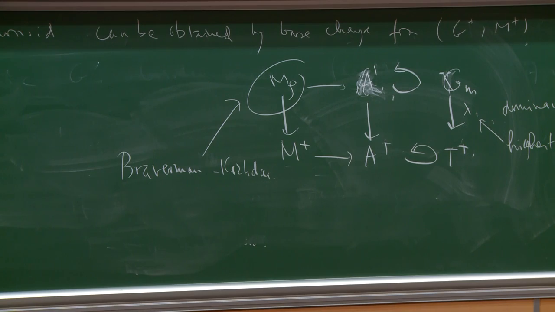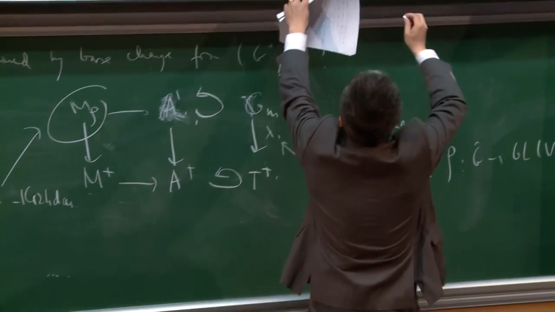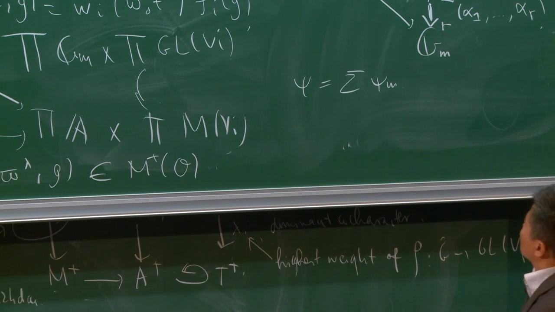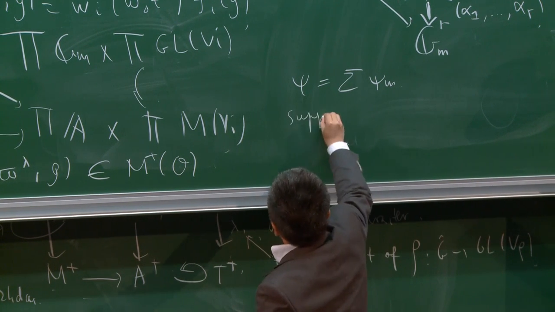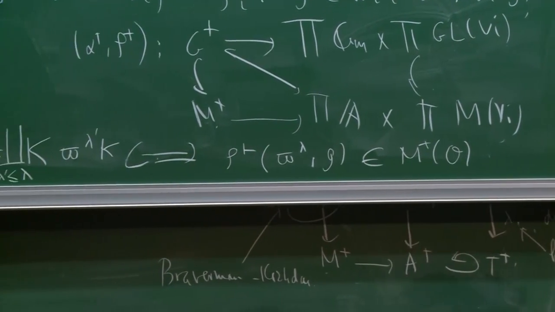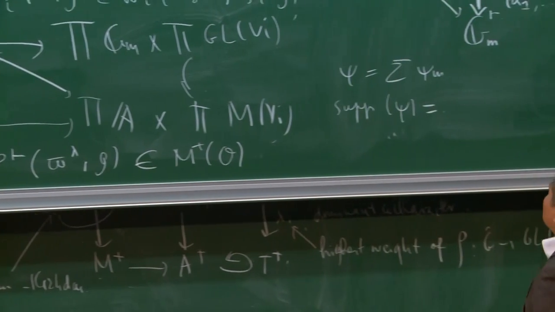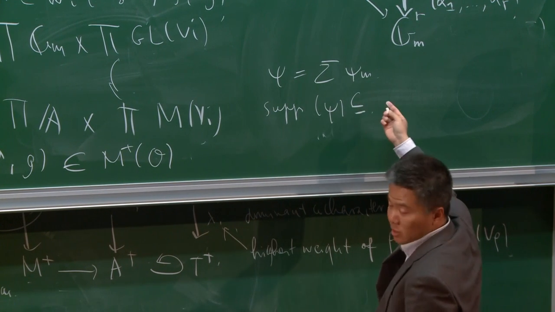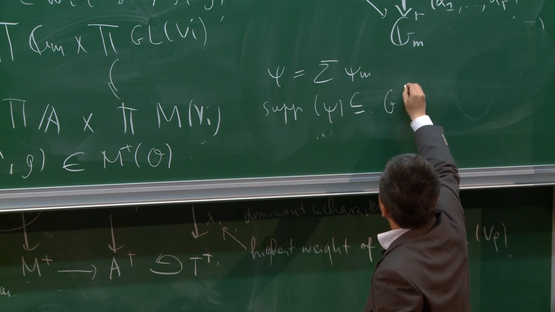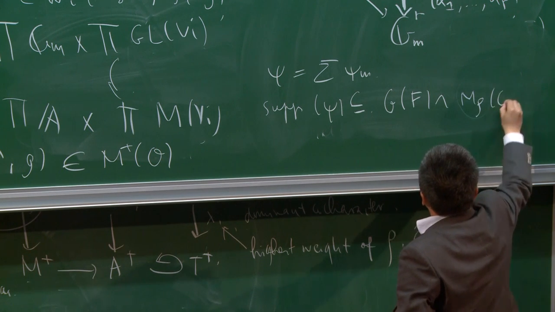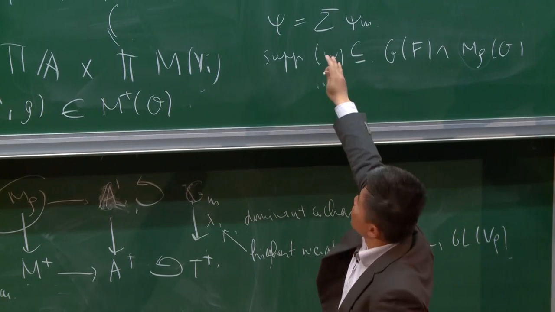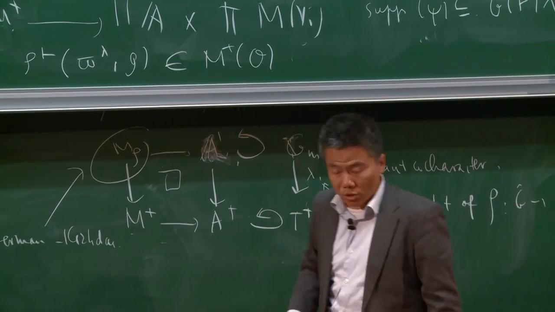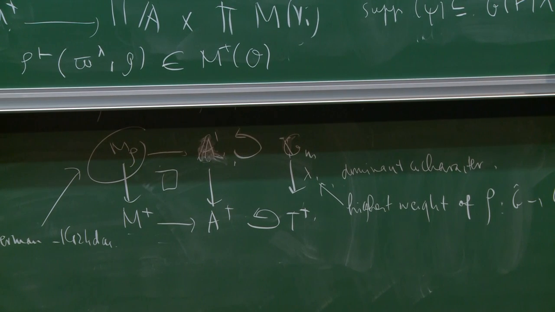So by what I just explained a little bit before, we see that the function psi is a sum of psi m. The support of psi, by this equivalence, is easy to check. The support of psi is exactly, or at least it can contain, I mean, more or less equals, G of F cap is M rho of O. So the support of this function is the integral points of some monoid. This is Cartesian, yes, by construction.